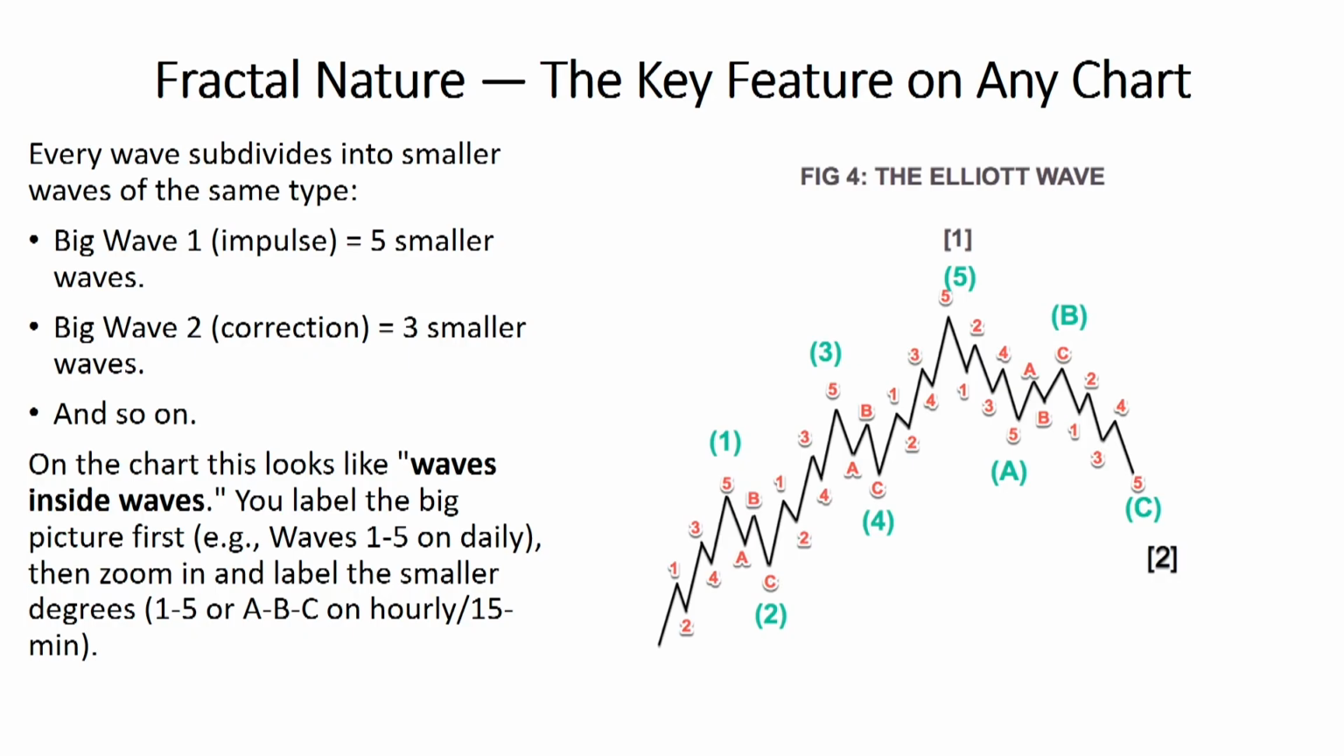Another key concept is the fractal nature of the market. Every wave is made up of smaller waves of the same type. A big impulse wave contains 5 smaller waves. A correction contains 3 smaller waves. That's why on the chart, you often see waves inside waves. You start with the bigger picture, for example, on the daily time frame, and then zoom in to find the same structures on lower time frames.